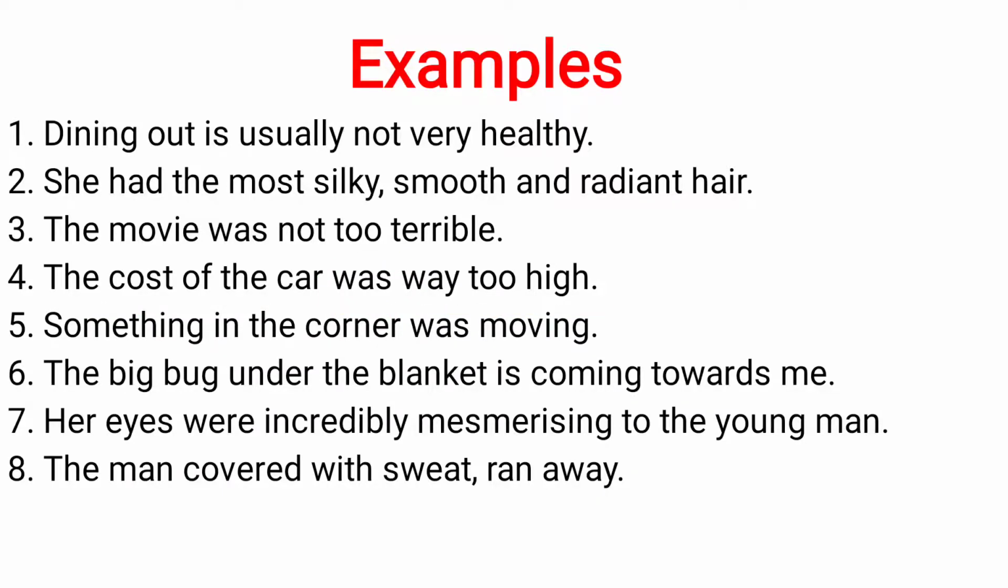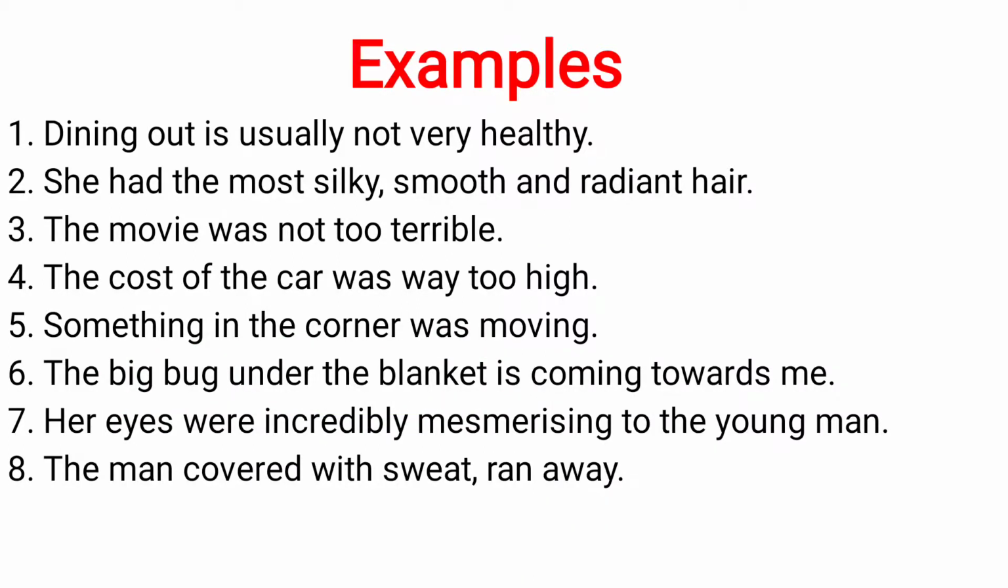Something in the corner was moving. Now here, something in the corner. Now in the corner is an adjective phrase and it is directly attached with our noun something, and that is why it is attributive adjective phrase. The big bug under the blanket is coming towards me. So here we are talking about a big bug which is under the blanket. So this is an adjective phrase because this phrase is describing this bug, and that is why as it is directly connected with our noun, it is attributive adjective phrase.